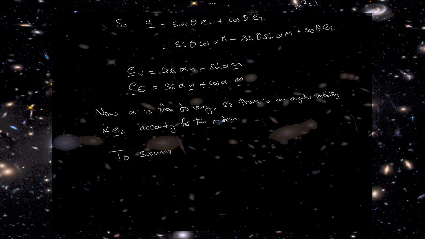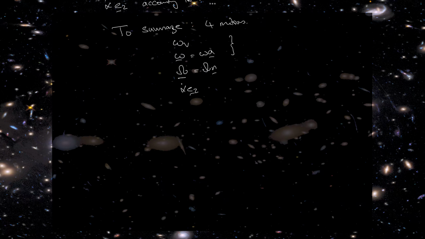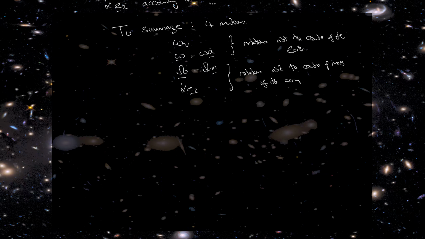To summarize, there are four motions corresponding to the angular velocities: omega v, corresponding to the direction of motion of the ship; omega, which was omega A, the rotation of the Earth; capital Omega, being scalar Omega n, corresponding to the driven rotation of the gyrocompass; and alpha dot Ez, corresponding to the rotation of the gyrocompass around its vertical axis. These two have rotations about the centre of the Earth. The last two are rotations about the centre of mass of the compass.